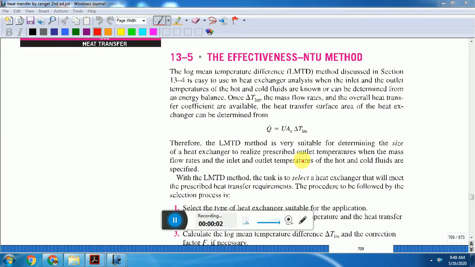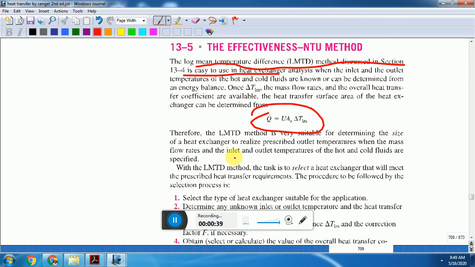In this lecture, we'll discuss what is effectiveness for a heat exchanger. Heat exchanger analysis can be done in two ways. One is using the log mean temperature difference method that we have discussed in the previous lecture video. Here, heat transfer is given by UA into delta Tm. This delta Tm is nothing but the log mean temperature difference. For this, you can refer to my previous lecture video.